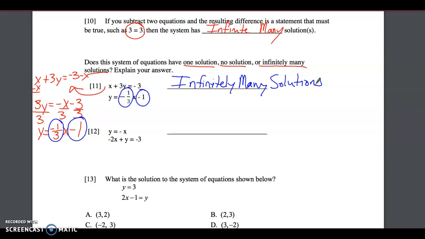Okay, number 12. We need to reorganize this second equation. So I'm going to do plus 2x on both sides. That leaves me with y equals, I'm going to reorganize it, x minus 3. Comparing our equations, we have different slopes and different y-intercepts. The y-intercept for this one is 0, so we have 0 and negative 3. They are different. Different slopes, different y-intercepts. That means there is only one solution.